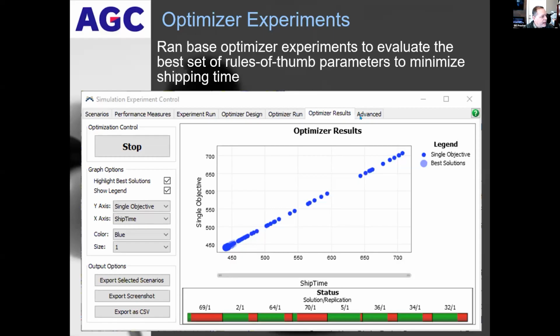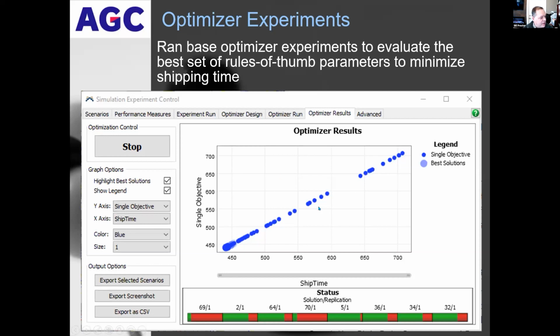Okay, so we ran the optimizer. We ran a number of experiments. You're still showing the model, Bill. Am I? Yeah, there you go. There's a little bit of a delay. See my slide? Yeah. Okay.